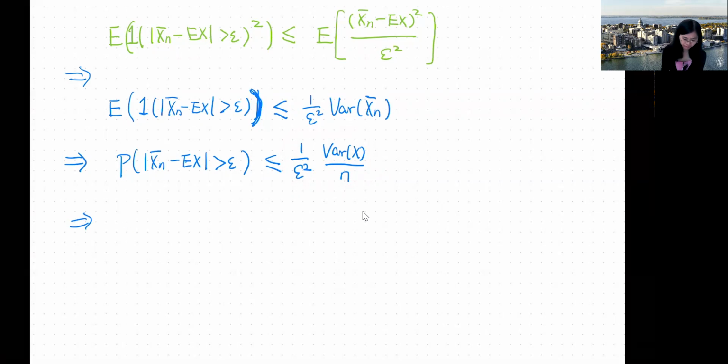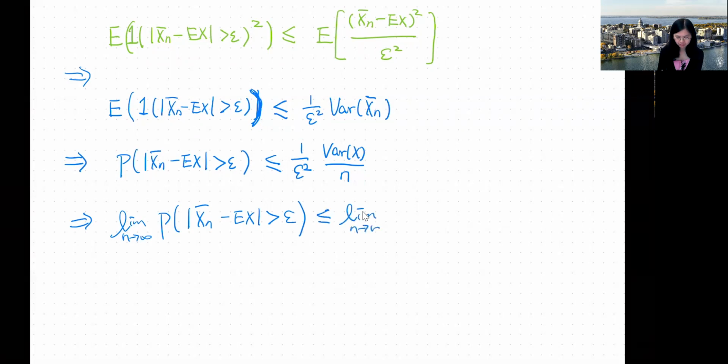Therefore, the limit of the probability that X bar differs from EX, sorry, the probability that X bar differs from EX by more than epsilon is less than or equal to the limit of the variance of X divided by epsilon squared divided by n, which is 0, because n is in the denominator. As n goes to infinity, this ratio goes to 0.